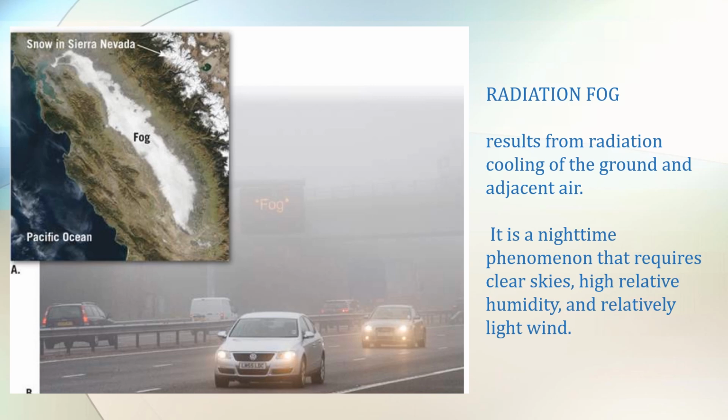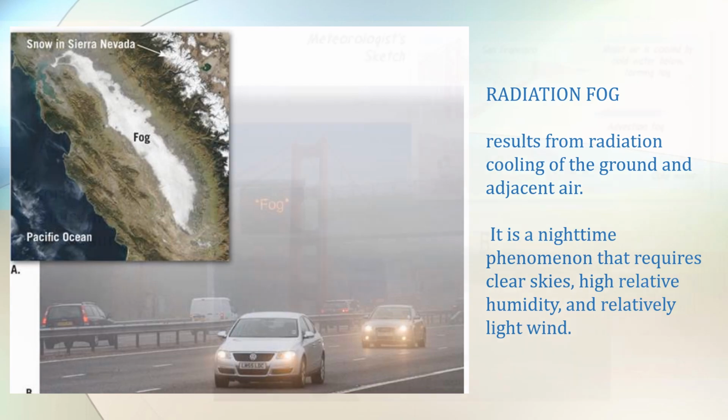When you have clear skies, the ground and the air above cool rapidly. Because of the high relative humidity, a small amount of cooling lowers the temperature to the dew point. So that's why this phenomenon occurs and it forms the radiation fog during the nighttime with clear skies.